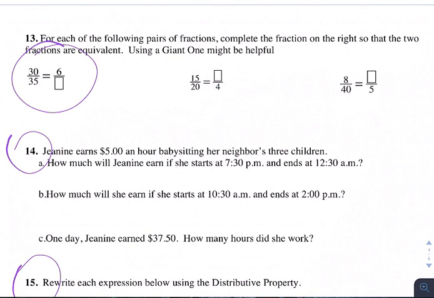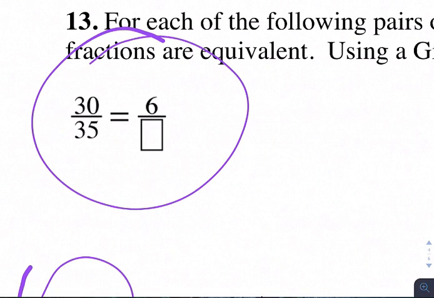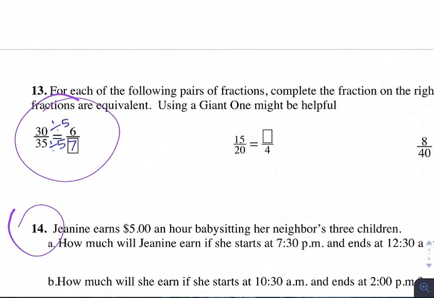Number 13, we're just going to do the first one. For each of the following pairs of fractions, complete the fraction on the right so the two fractions are equivalent using the giant 1. So, how do we get from 30 to 6? Well, we divide by 5. So let's divide that one, 35 by 5, and we get 7. That's what you're doing.